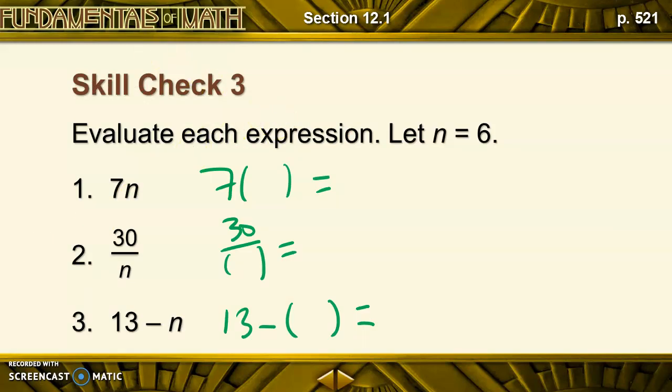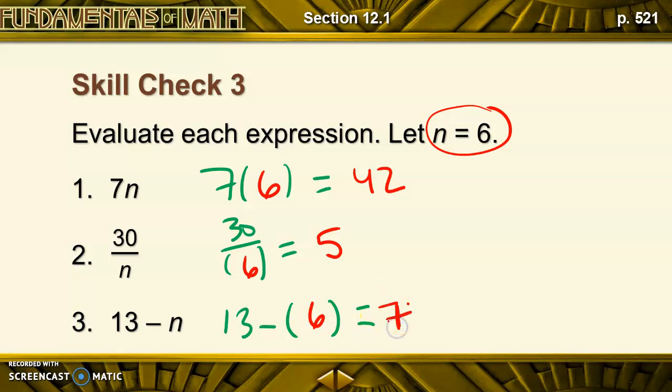It says in this case we know that n is equal to 6. So wherever you see n, you're supposed to put a 6. So this is 7n, so this is going to be 7, 6. And in this case, because the letter is next to it, we have to multiply. All right, 7 times 6 is going to be 42, and that's our answer. All right, this one we were supposed to plug in 6 for n, so we have 30 divided by 6, which is the same thing as 5. And on this one, we have 13 minus 6, which is going to be the same thing as 7.